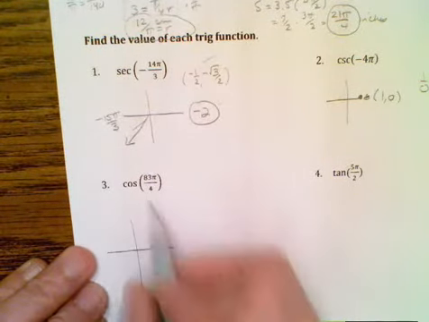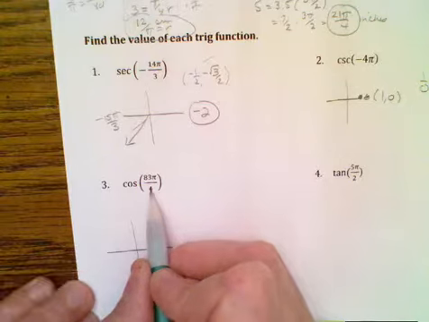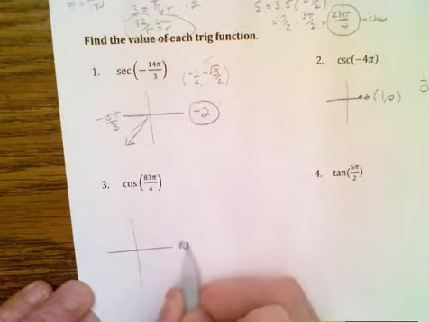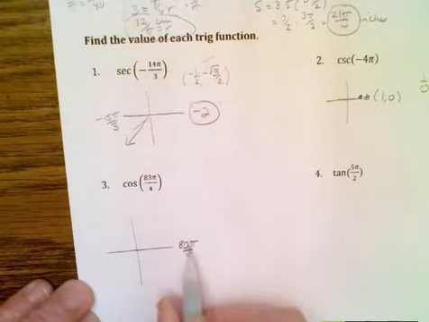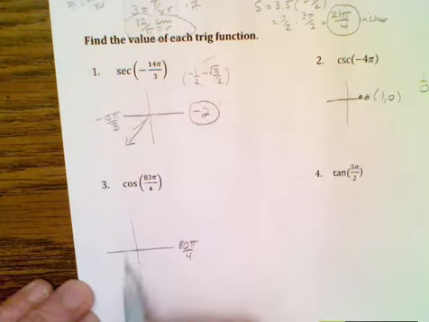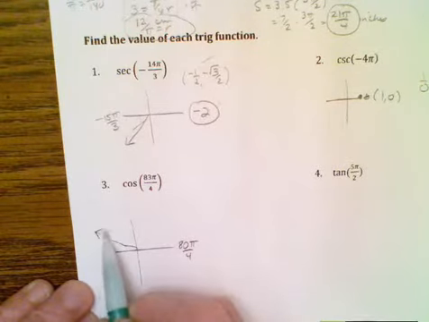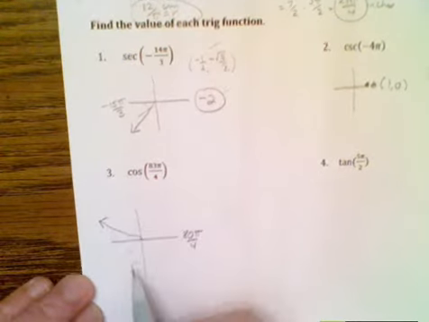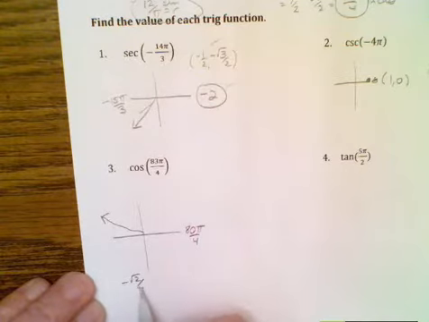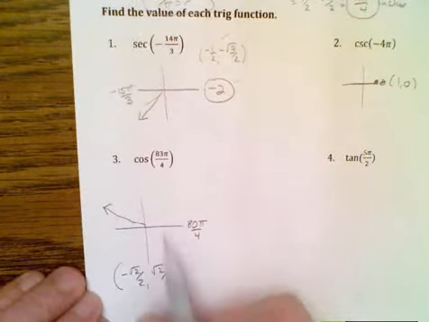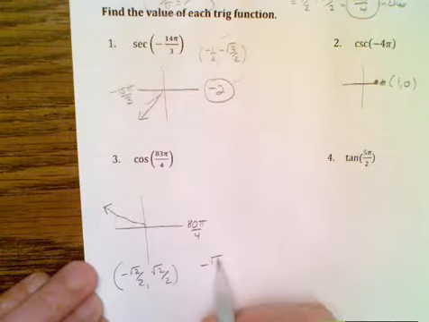3. 83 pi over 4. So I look at that and think of 80 pi over 4. 80 pi over 4 would end up over here because that's 20 pi. So I'm going around the circle. I get to 80 pi over 4. I have to go 3 more fourths of a pi. So that would get me to this with a reference angle of pi over 4. So it's negative radical 2 over 2, comma, radical 2 over 2. That's my ordered pair. I want the cosine, negative radical 2 over 2.